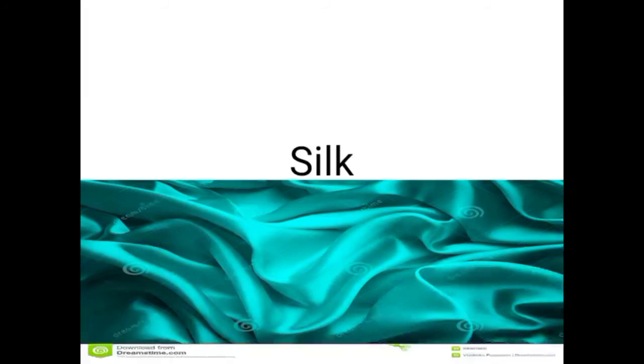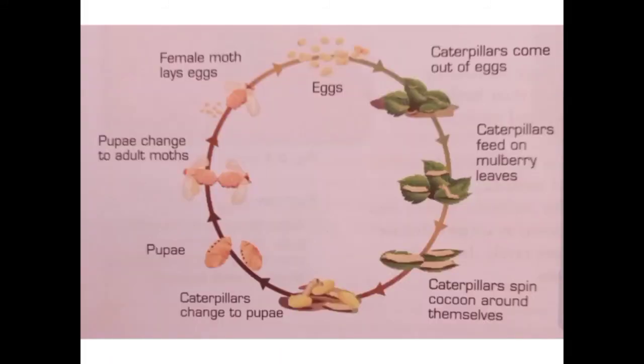Life cycle of a silkworm. The life cycle of a silkworm begins when a female silk moth lays eggs. After about 20 days, the larvae or caterpillars start hatching from these eggs. Then they are known as silkworms or caterpillars.